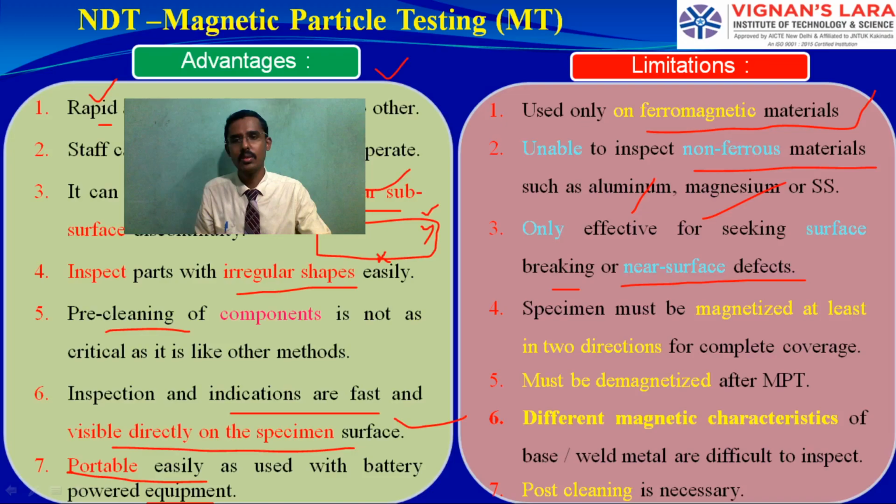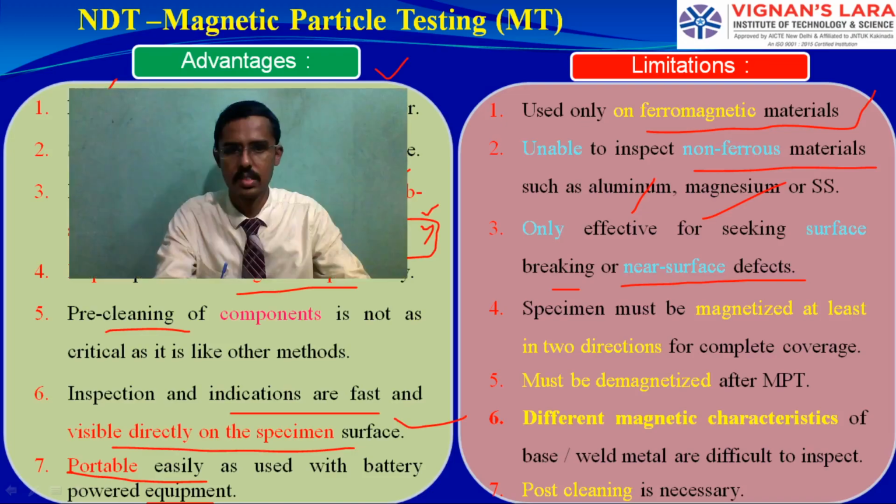The specimen must be magnetized at least in two directions to complete the coverage. First we do it in this direction and again in the opposite direction. So both we have to do. It must also be demagnetized again; that is a point we have already discussed many times. Different magnetic characteristics of base metal are difficult to inspect. Sometimes the magnetic property may differ, and each material may have a different, possibly strong, magnetic property.